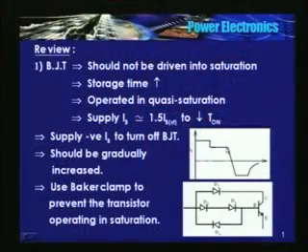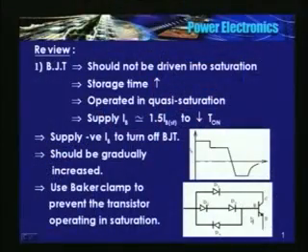Another point that we made was that if the transistor is operated in saturation, while turning off, a high value of minus IB should not be applied to the base. It should be a gradual increase towards minus IB, something like this. The change from a positive IB to a negative IB should be gradual.